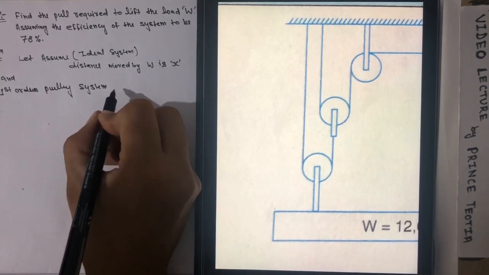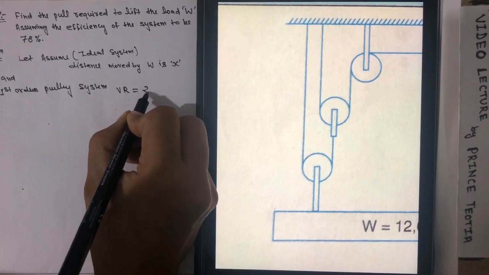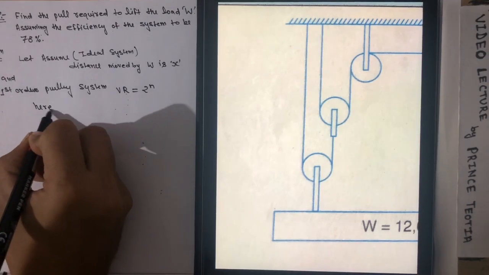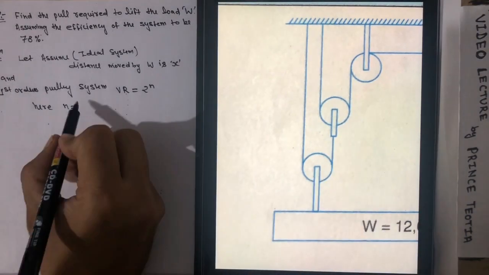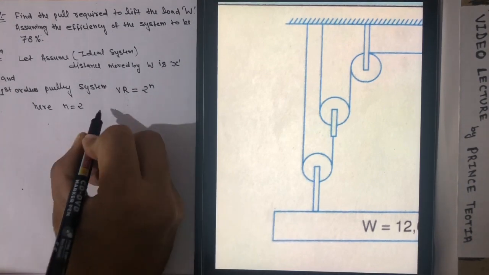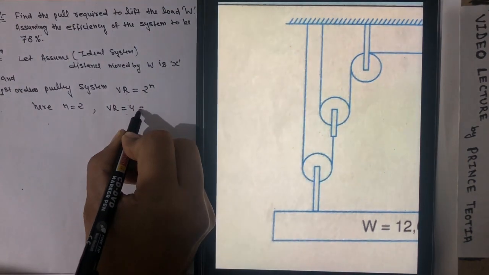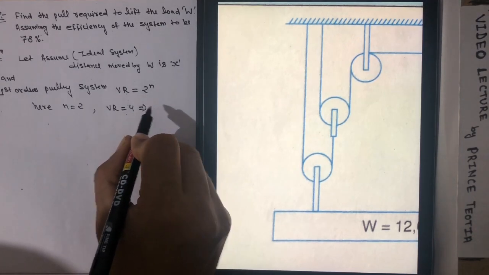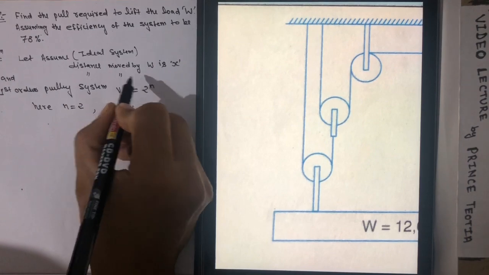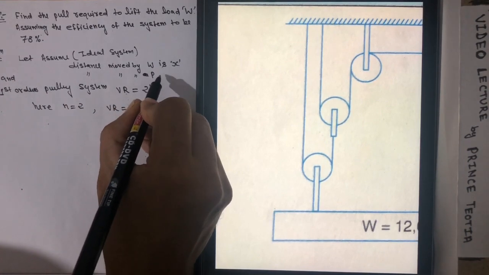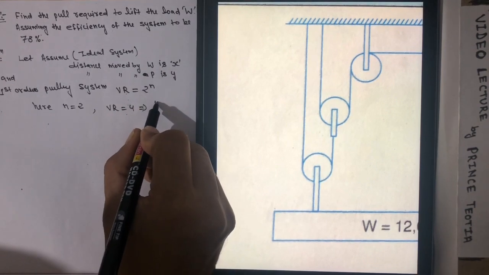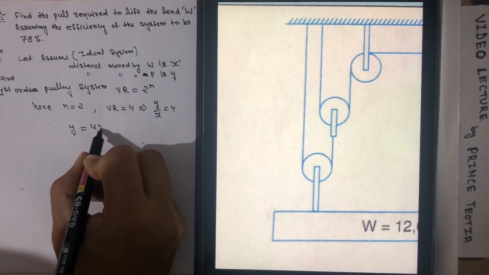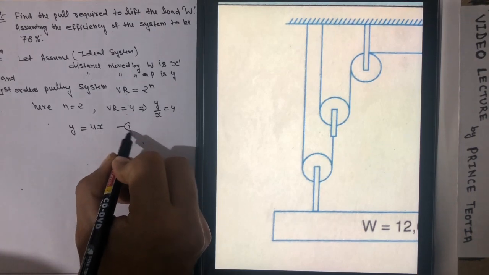system. For the first order pulley system, we know the velocity ratio is 2 to the power n, and n is the number of movable pulleys. Here n equals 2, two are the movable pulleys. So the VR equals 4. VR is the distance moved by P, suppose y. So y by x equals 4, so y equals 4x. Okay, this is equation number 1.